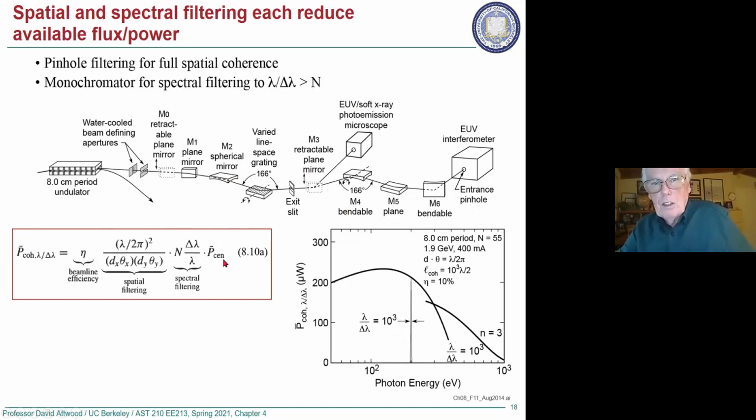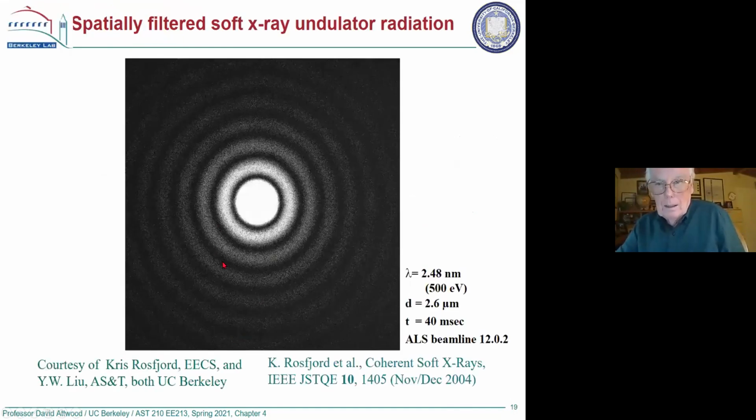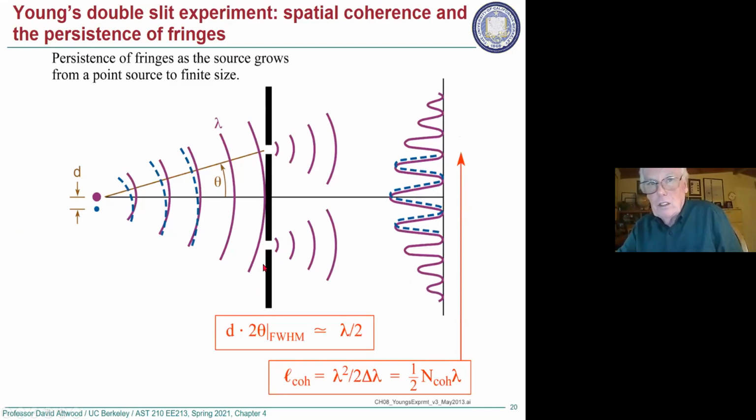So this is saying that a little bit more. I think I'll come back to this later because it's not so essential. It's basically saying when you put the pinhole for spatial filtering and you put the monochromator in, you lose a lot of power, but we're not surprised at that. This is just a reproduction of that same photo, and this is just a reminder now.